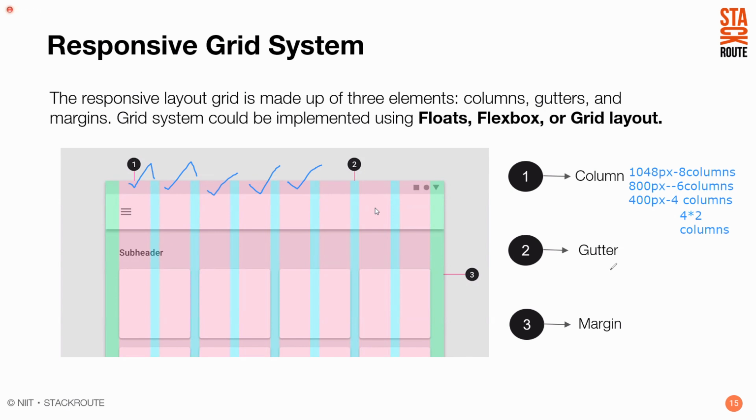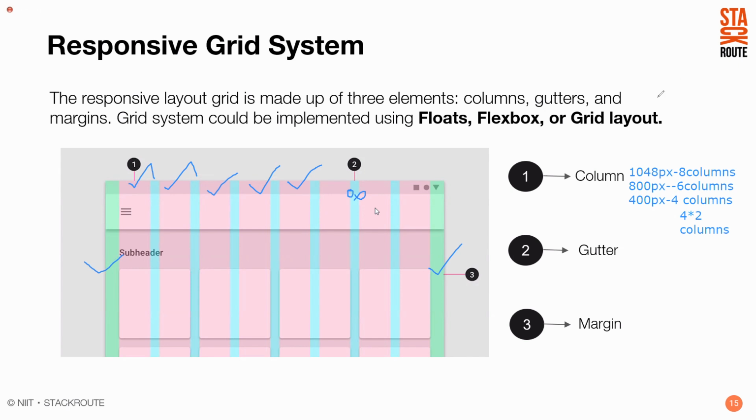What do you mean by gutter? Between the columns, the space between one column and the other column, the blue color, falls under the category of gutter. And as you all know, margin, this green color, is the margin left and margin right from the screen. The screen starts here, and from there my content gets loaded. My first column gets loaded; that I can specify with the help of margin.